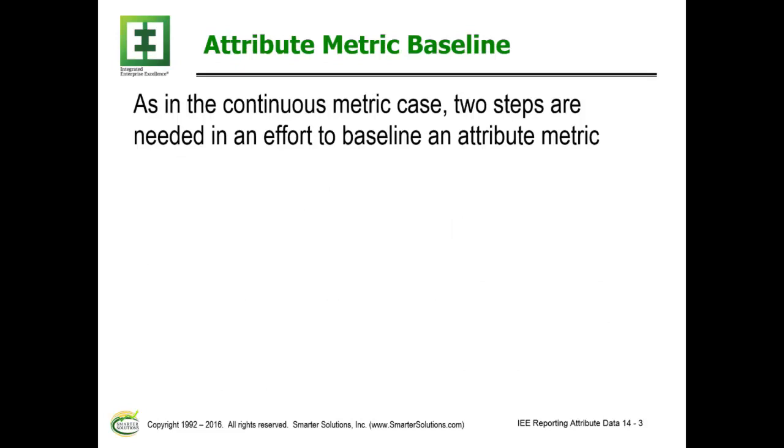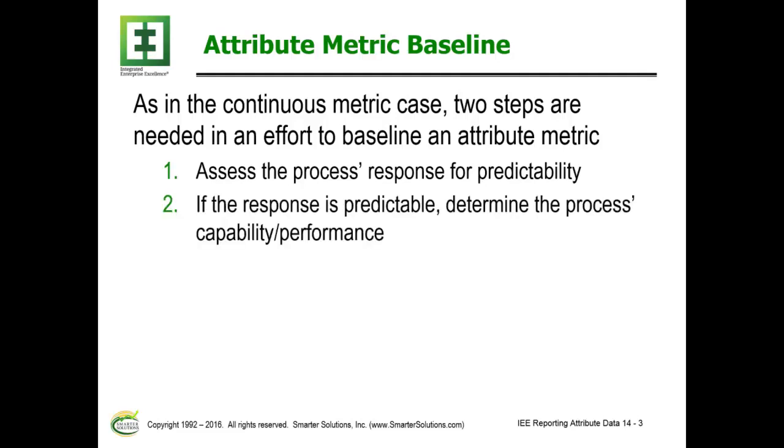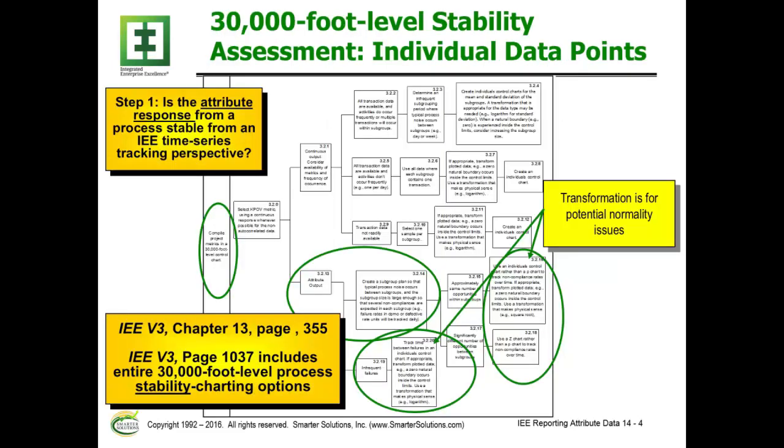So again, there are two steps for the overall 30,000 foot level process. Step one is assessing the predictability of the metric. If it is predictable, then you would determine a process capability of performance value. Now, it's easier to do this with attribute data than continuous because we don't have a probability plot associated with this form of reporting.